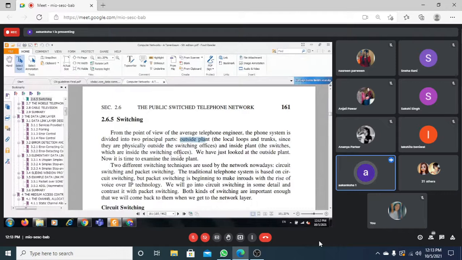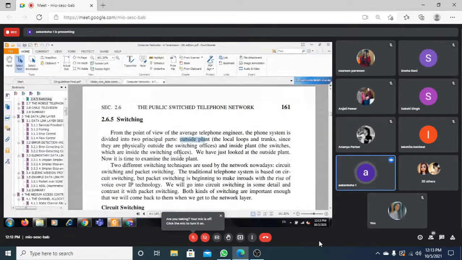So the major hexagonal picture you saw just now in 2.3, the middle part was the switching office, and there we had those switches, the devices which are doing the actual switching part. So that is the inside plant. For the outside plant, we have already discussed the local loops, the coaxial cables, twisted pair, the hubs, switches and routers. Now how the actual switches work inside the office, we'll be discussing in this particular topic, switching.